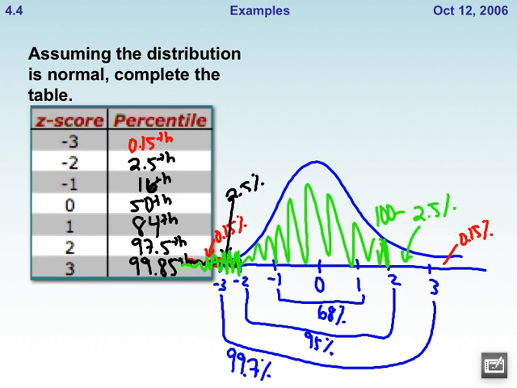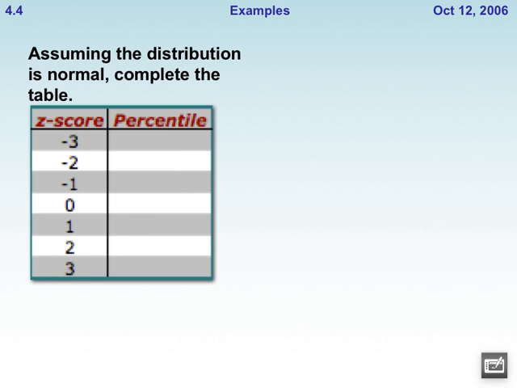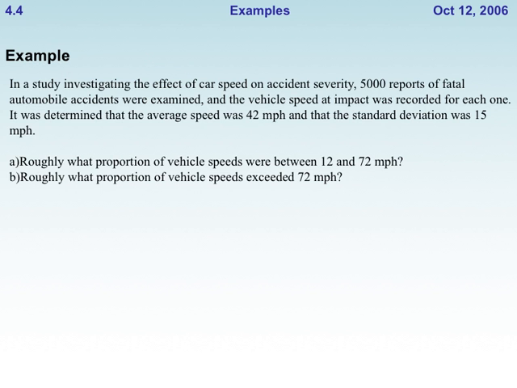Okay, we're going to do 2 more examples that directly relate to the homework that you have tonight. So please pay attention to these. Okay, this one. In a study investigating the effect of car speed on accident severity, 5,000 reports of fatal automobile accidents were examined, and the vehicle speed at impact was recorded for each one. It was determined that the average speed was 42 miles an hour, and that the standard deviation was 15 miles per hour. A. Roughly what proportion of vehicle speeds were between 12 and 72 miles an hour?